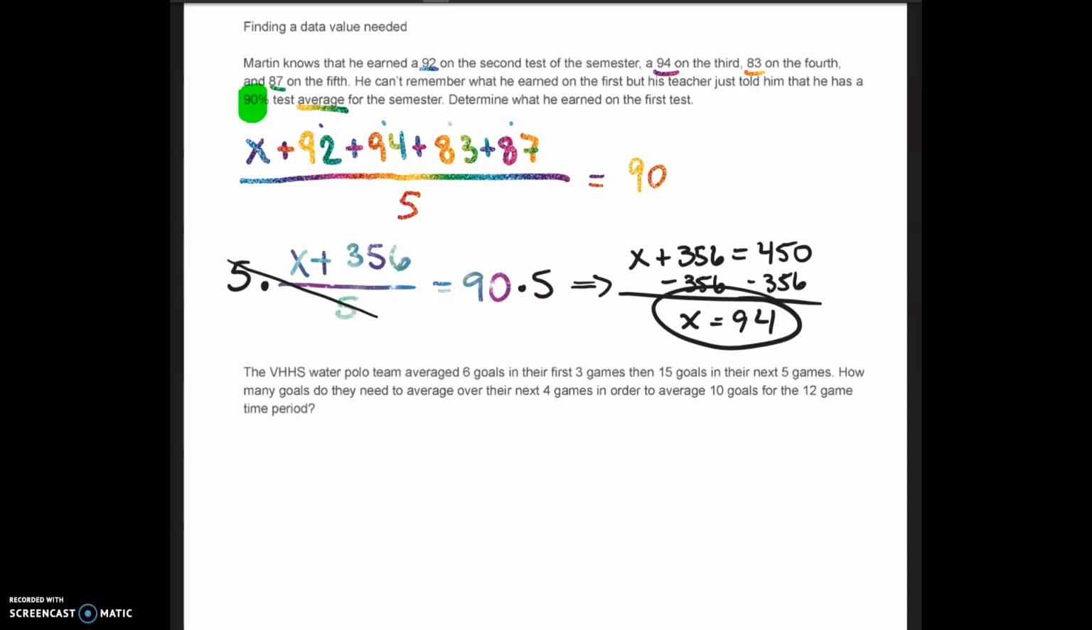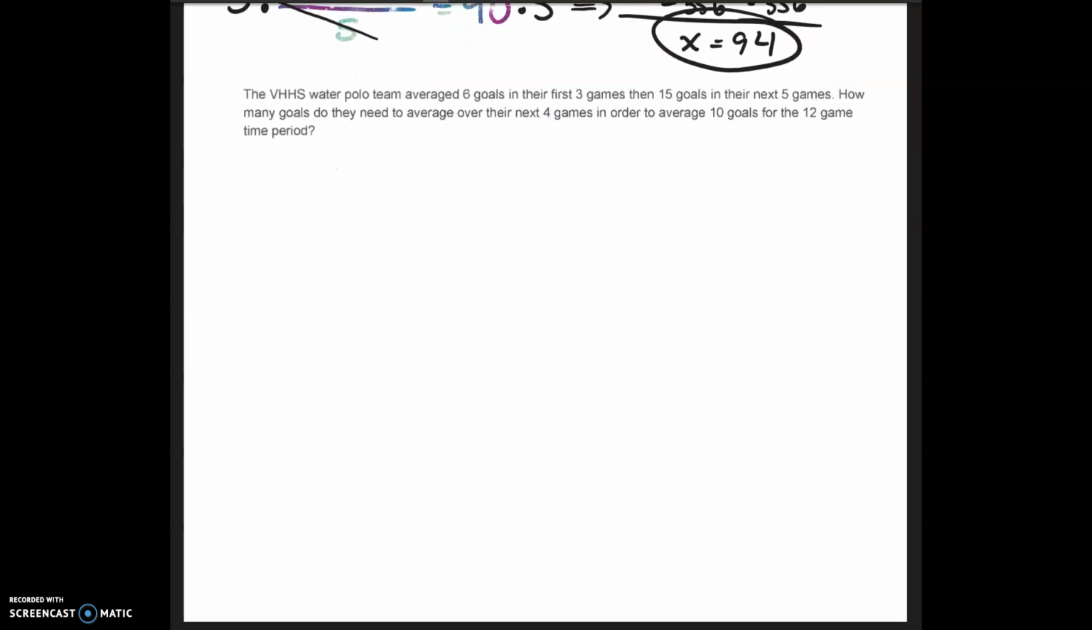All right, the last problem is a little bit different than that, where I'm going to tell you the average of some parts, and we're going to figure out how to do that to find an average over a total. So, the VHHS water polo team averaged 6 goals in their first 3 games, 15 goals in their next 5. How many goals do they need to average over their next 4 to have a total average of 10 goals over those 12 games? So how does a problem like this work?